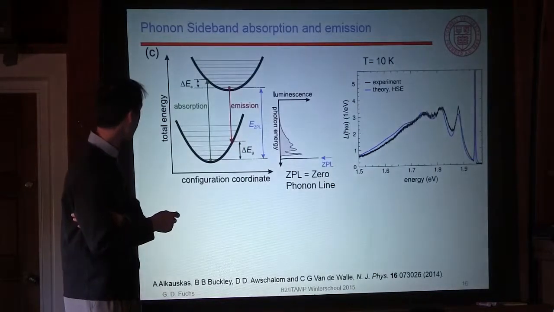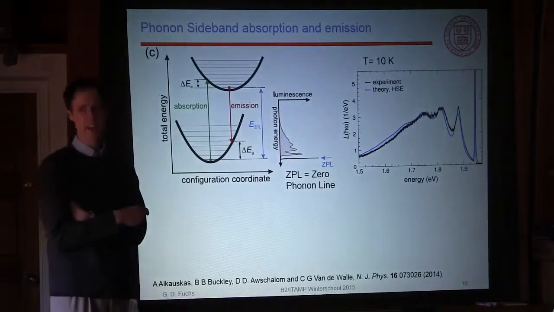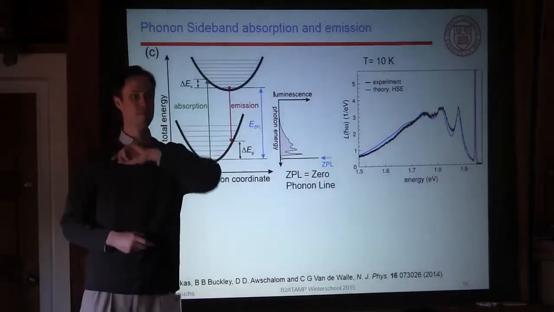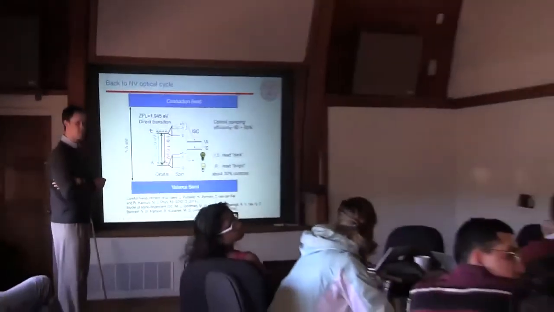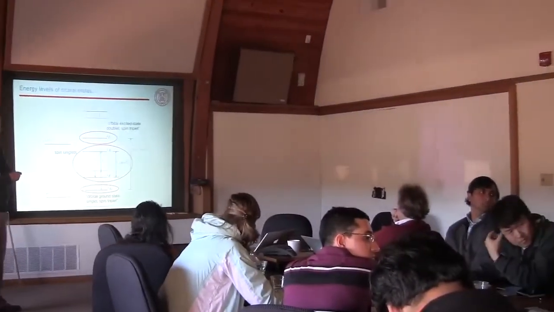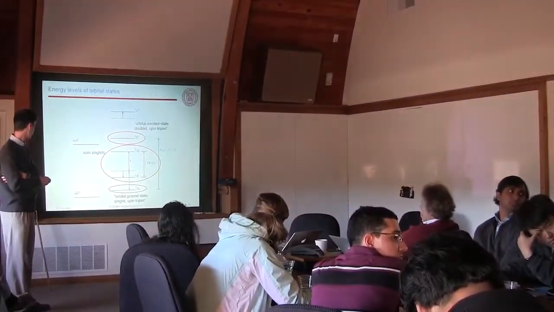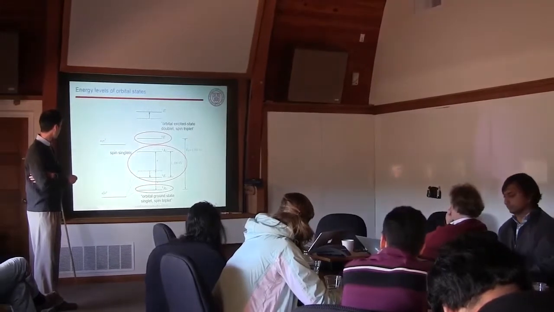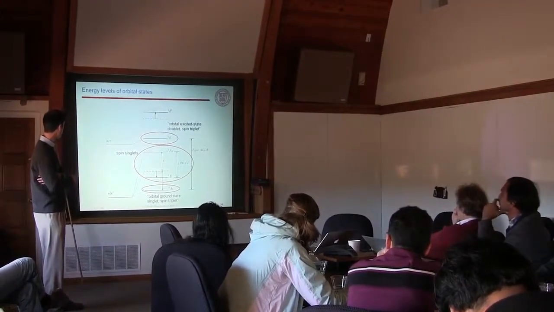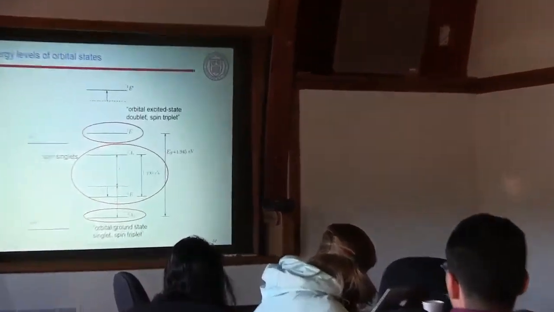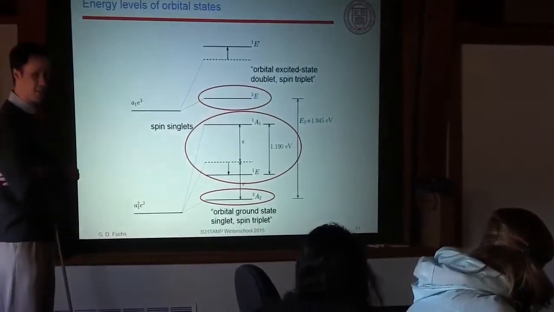Okay, a little bit more on phonon sidebands. I was just trying to clarify that slide and the one before it. So the one before it, what does A1E cubed mean? Okay, so wait, left. Oh, these guys? Yeah. So this is telling you about the electron configuration.